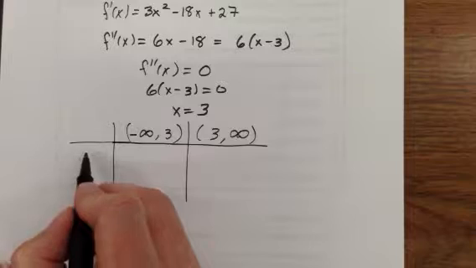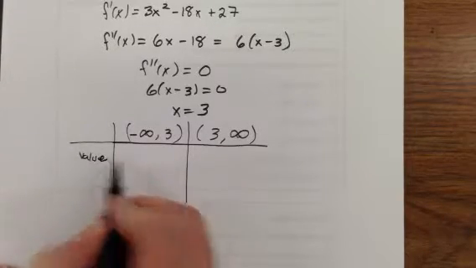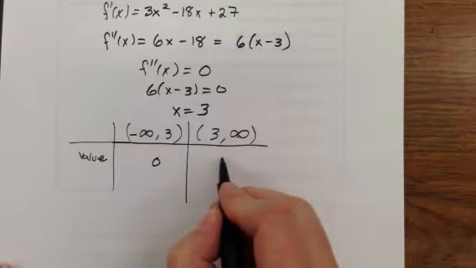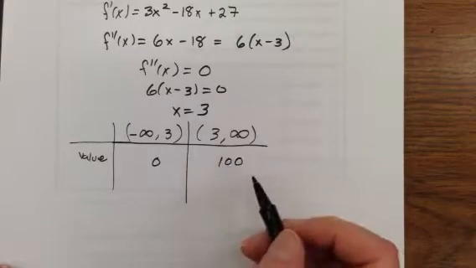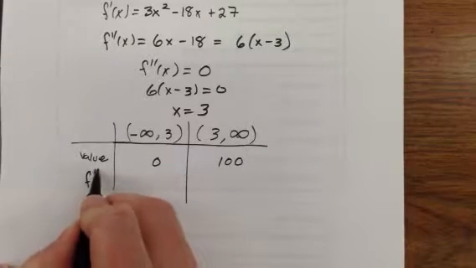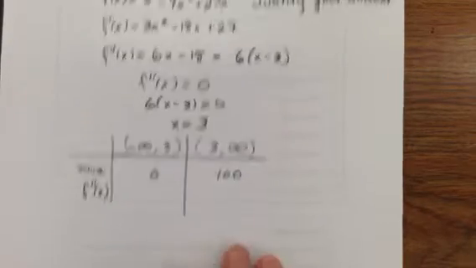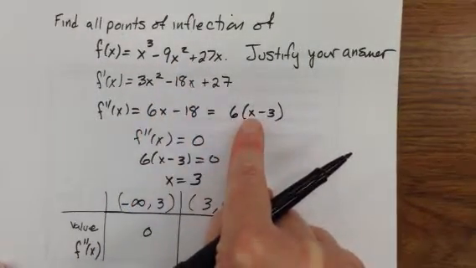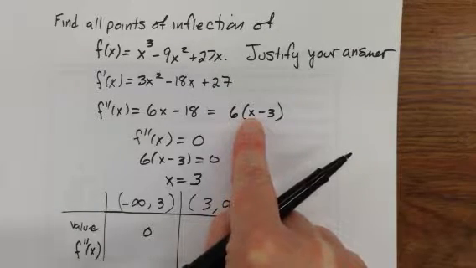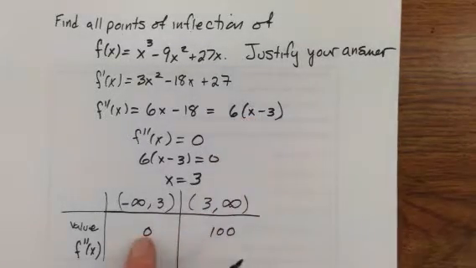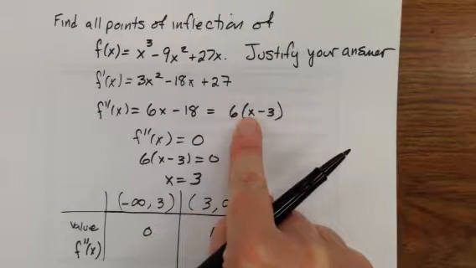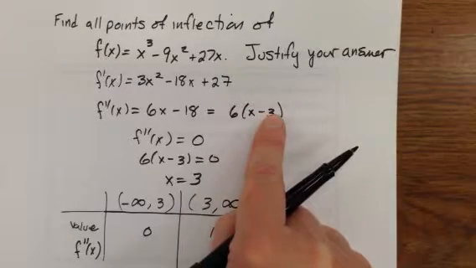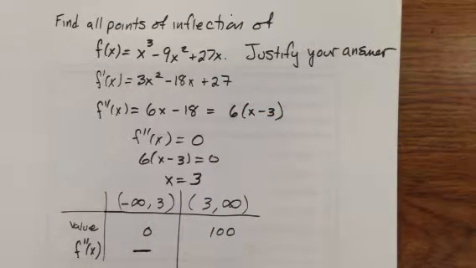We are now going to take a test value. 0 is a pretty nice value from this interval. Anything in this interval, 100, 90, whatever, anything bigger than 3. We are taking these values and we are not filling them into the function. We are not filling them into the derivative. We are filling them into the second derivative. I like the factored form just because it's convenient. So taking 0 and filling it into the second derivative, 6 times 0 minus 3 is a negative. That's positive times negative. Second derivative is negative.